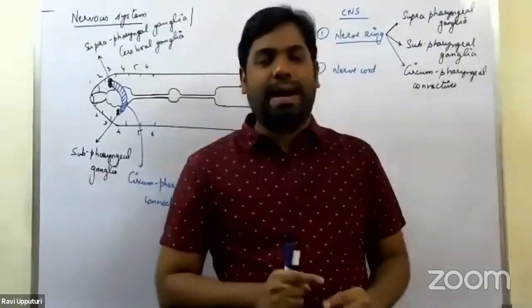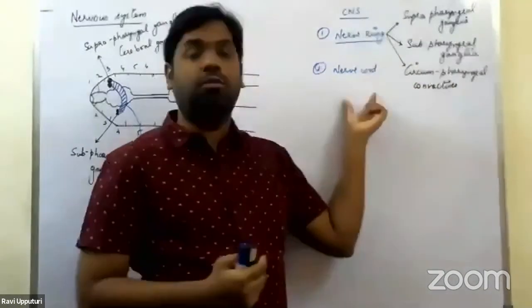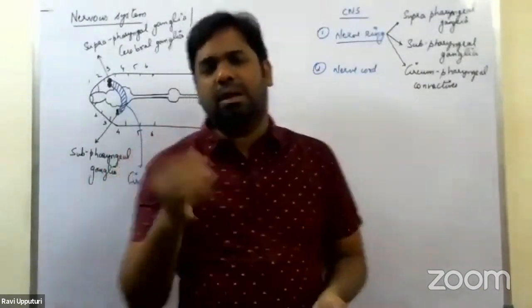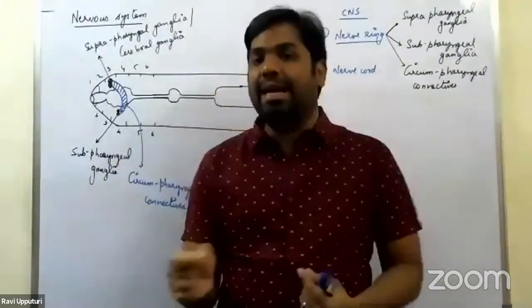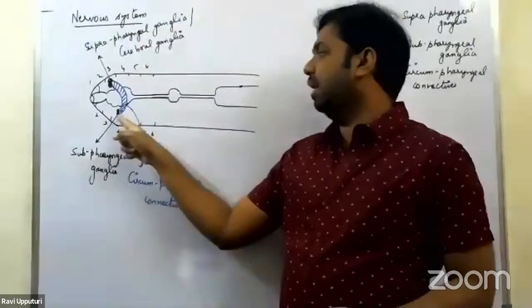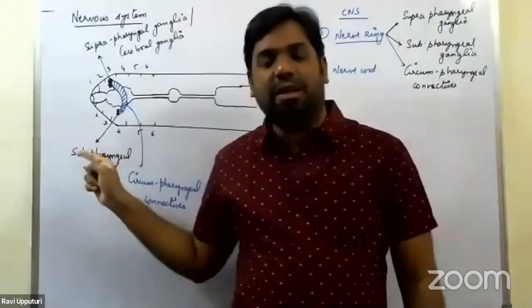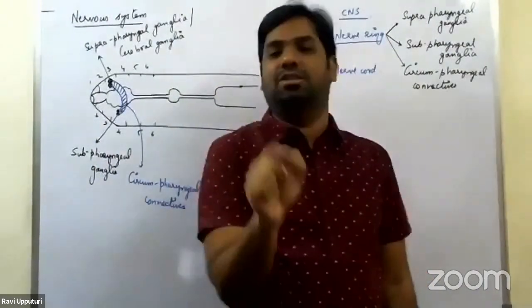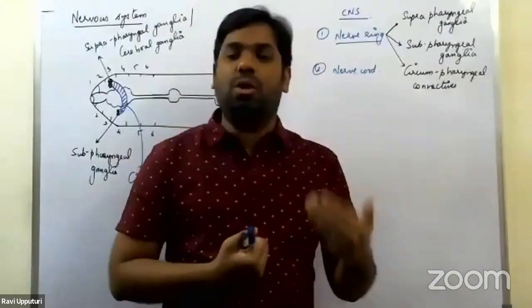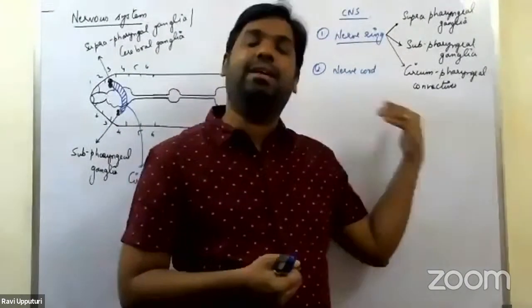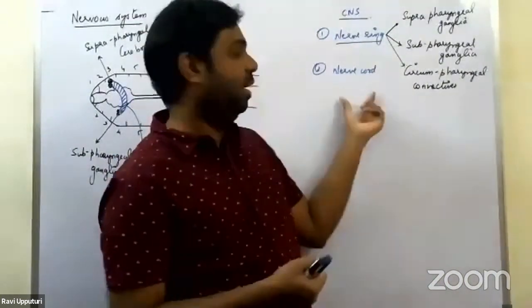Right. Now, along with that, there is one more structure which is a part of the CNS, which is nothing but the nerve cord. The nerve cord is a rod-like structure which usually runs on the ventral side of the body. Arising from the subpharyngeal ganglia is a rod-like structure which runs throughout the mid-ventral side of the body, and that structure we call a nerve cord.